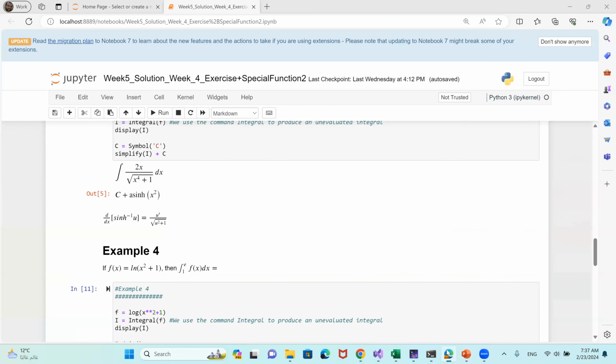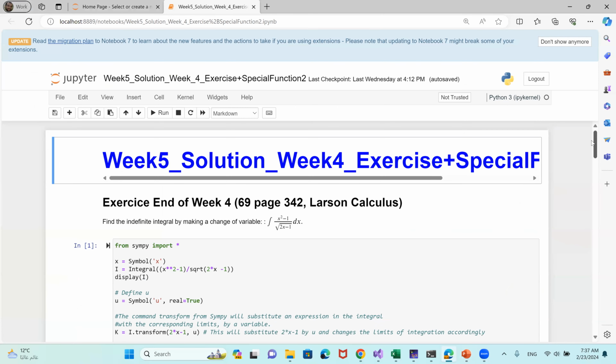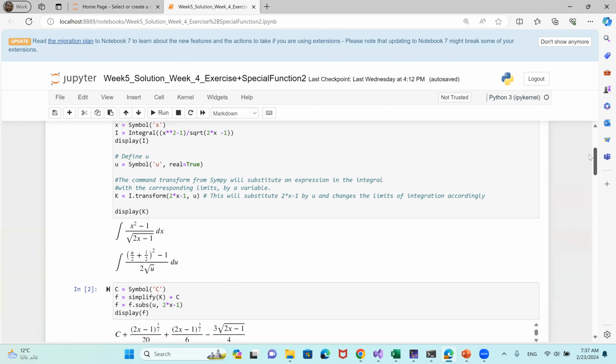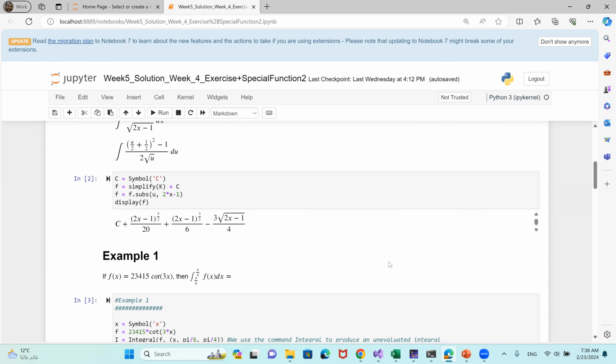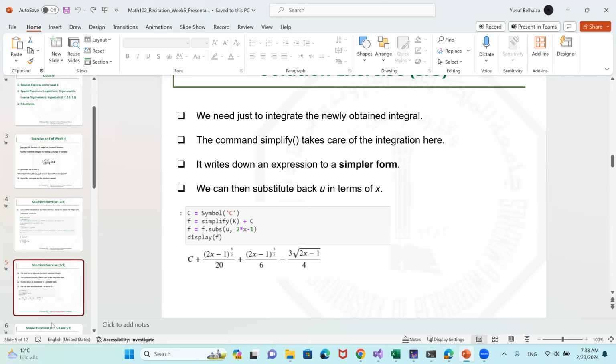So if you want to see the Jupyter notebook, here we go. This is our first problem. This is how we got, first of all, the substitution of 2x minus 1 by u. And then here we define C as the constant of integration. We simplify k, and we substituted back 2x minus 1 by u to get our result. Okay, so once we are done with this, let's move to the content for this week.